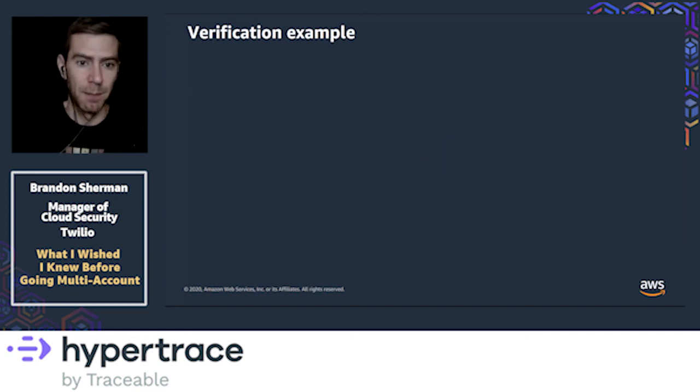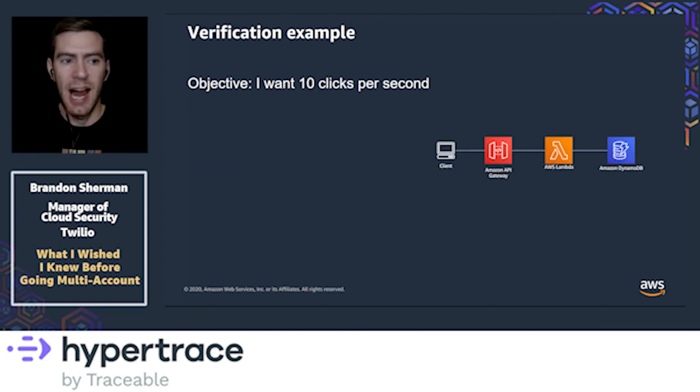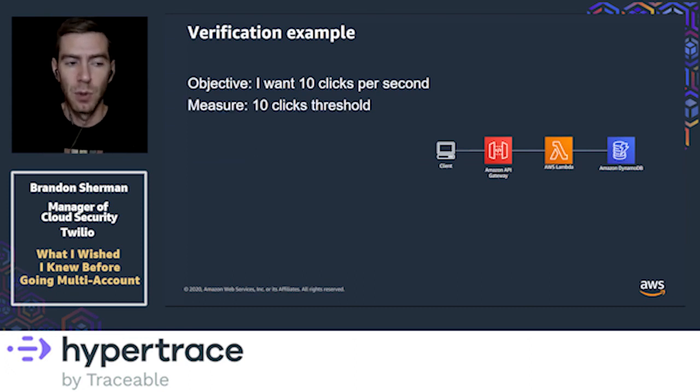So another example, still the same simple serverless web service. In this case, our objective is that I want 10 clicks per second. This is some sort of web application. So we need to have a way to measure this. We set up measures of the amount of clicks, and we set a threshold for that. That's how we verify the application.